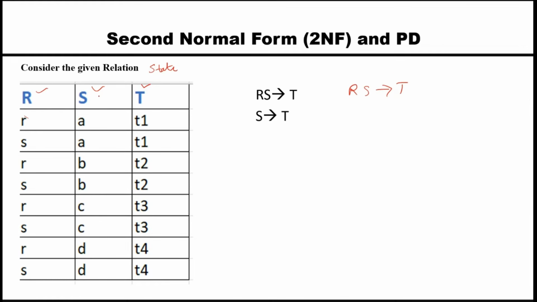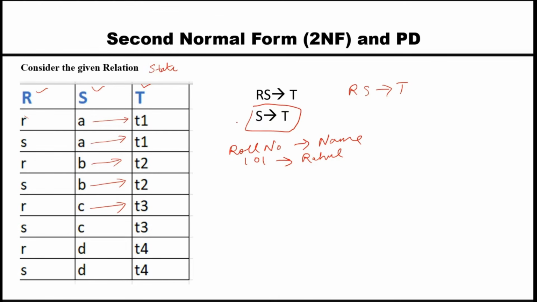And then there is one more thing also in this relation state. In this relation state, A is determining T1. Whenever A is coming, T1 will come. Whenever A will come, T1 will come, and whenever B will come, T2 will come. Here you see two values are repeating. And whenever C will come, T3 will come. It's just like a roll number determining a name. Whenever roll number 101 is there, at any point of time, the name would be Rahul only. So you see that A gives T1. Again, A is coming, and T1 is coming. So absolutely, you can write like this: S is determining T.